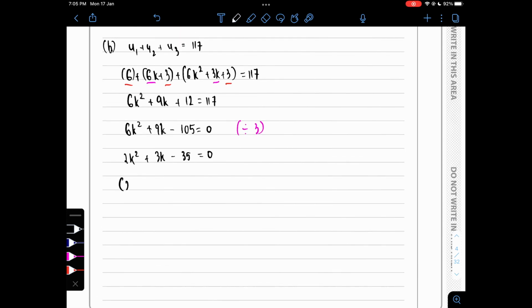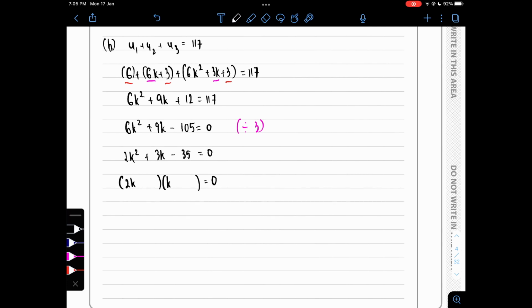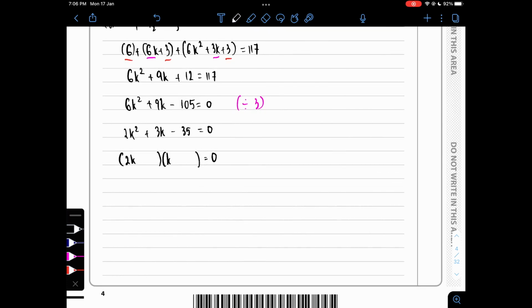So we have 2k on this side, and then we have k on this side, equals 0. You can actually put it in the calculator from here as well, but let's see if we can factorize. We get the same answer. So we need two numbers that add to get 3k, and when you multiply them, get 35. They're both positive, so we have 7 and 5. Let's say this is 7, so when we multiply them you get minus 14, this is plus 5, no, that doesn't work. So let's try plus 5.